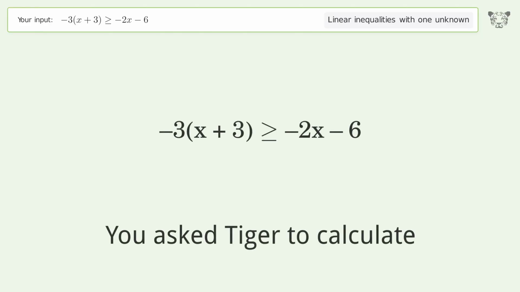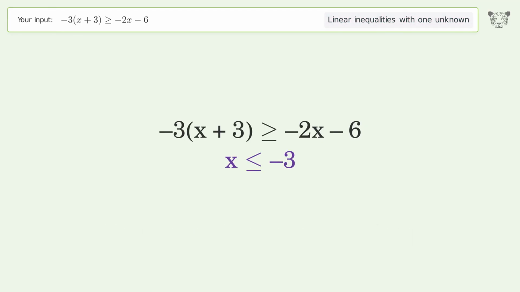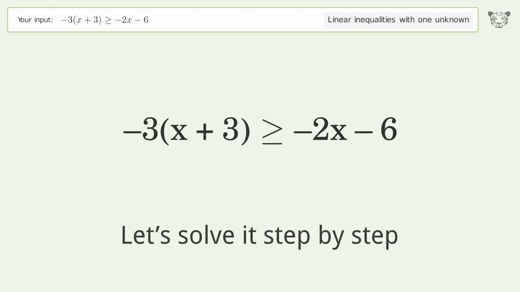You ask Tiger to calculate. This deals with linear inequalities with one unknown. The final result is x equal or smaller than -3. Let's solve it step by step.